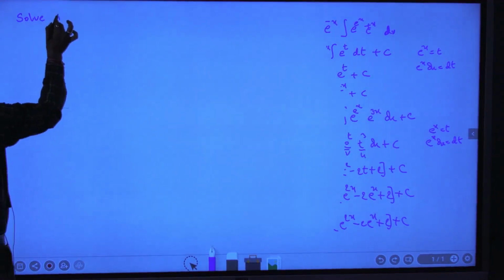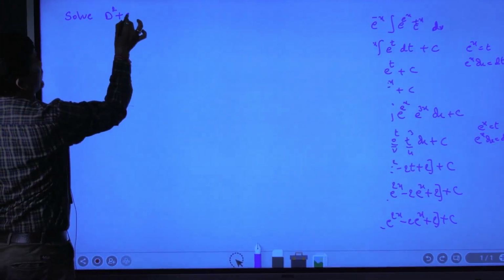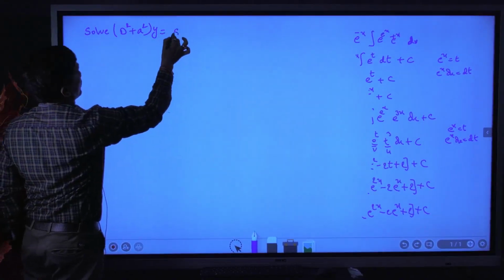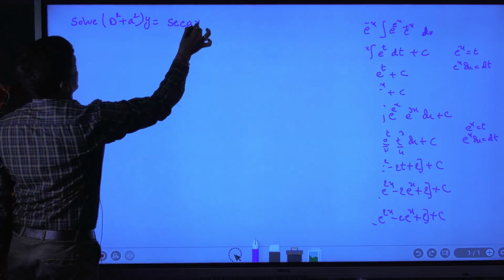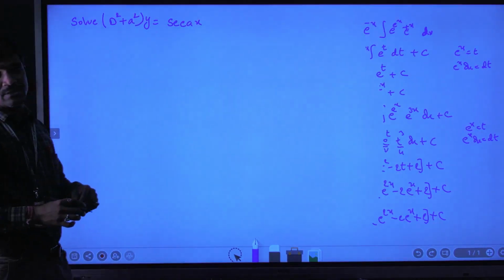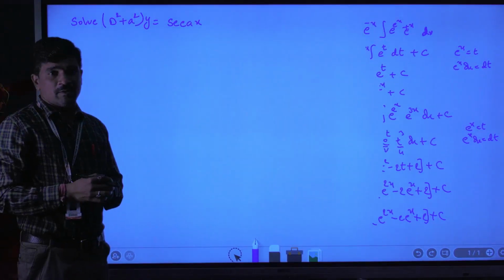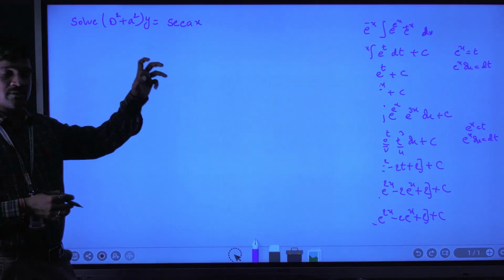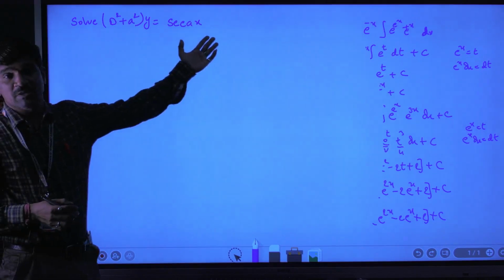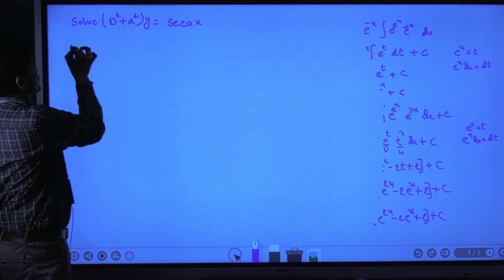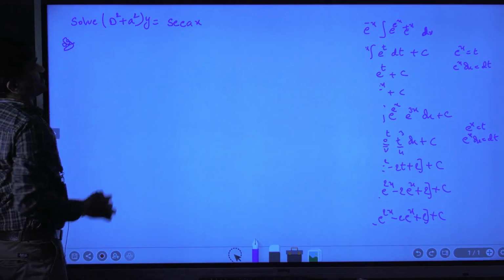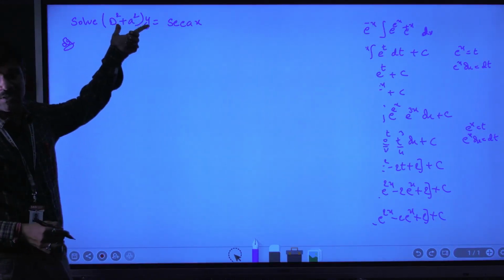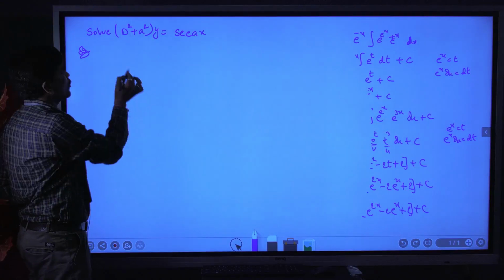Solve (D square plus a square) y is equal to sec ax. We already discussed this in the last class under variation of parameters. Every problem in variation of parameters we can solve by the general method also. First of all, as already discussed, find the complementary function for the equation (D square plus a square) y is equal to 0.